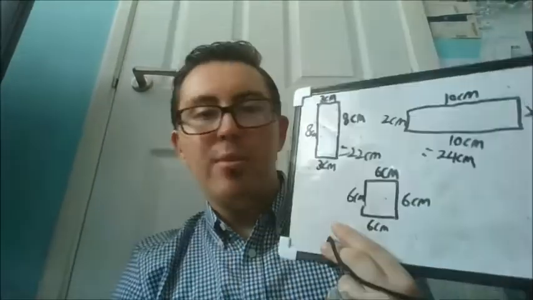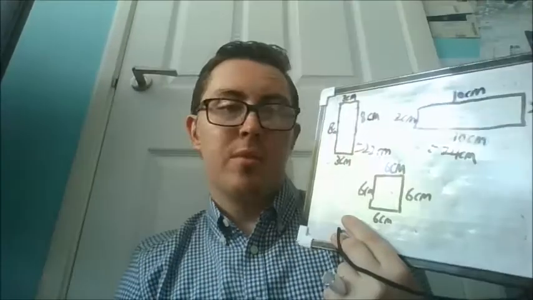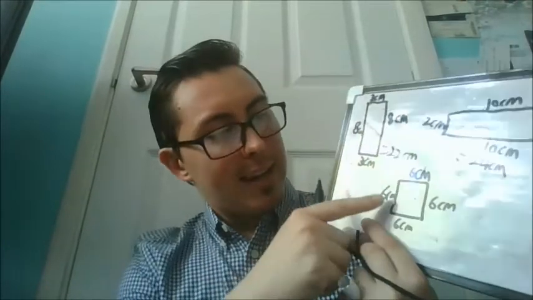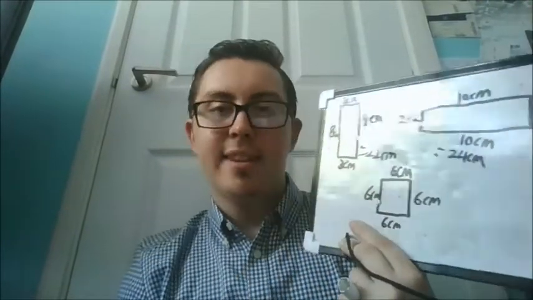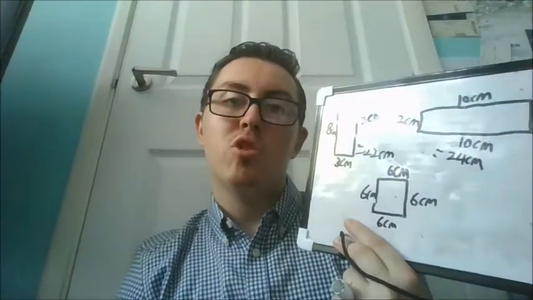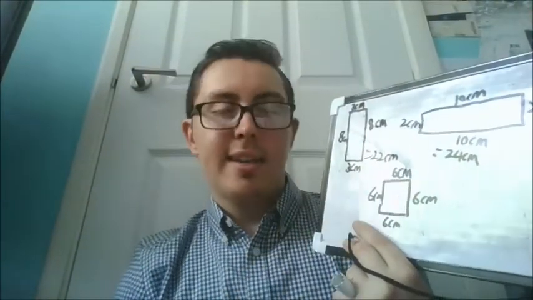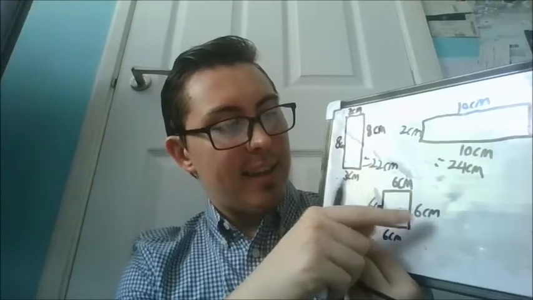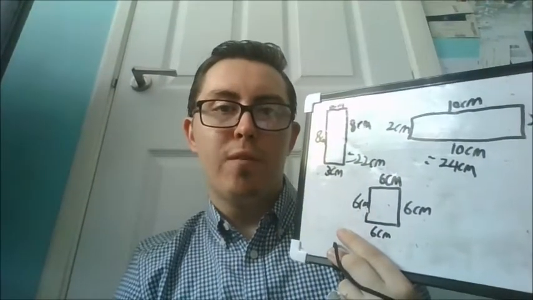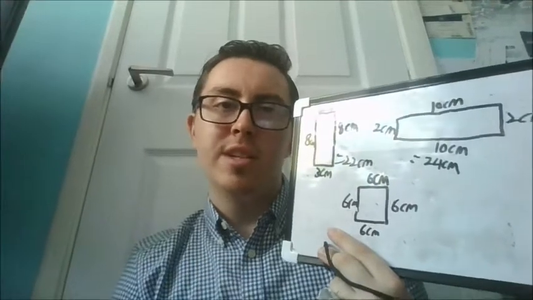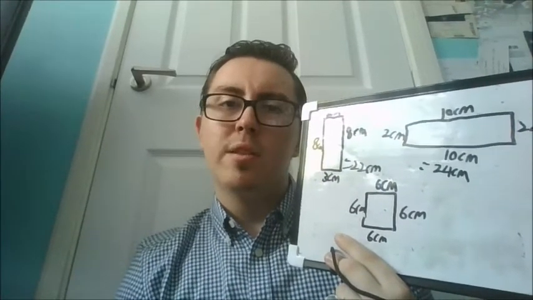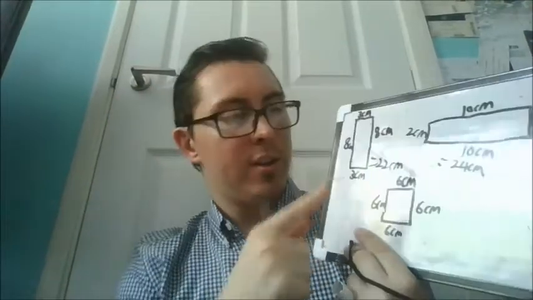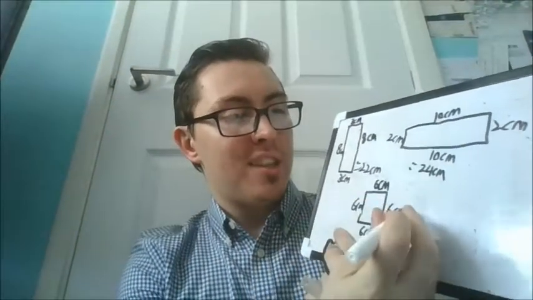So how many 6s do we have? We have 4. We could do 6 times 4, or we could do 6 add 6 add 6 add 6. So 6 add 6 is 12. Add 6. 12 add 6 is 18. 18 add 6 is 24. Let's check that answer. 6 times 4. What is 6 times 4? 6, 12, 18, 24. So our answer is 24 centimeters.